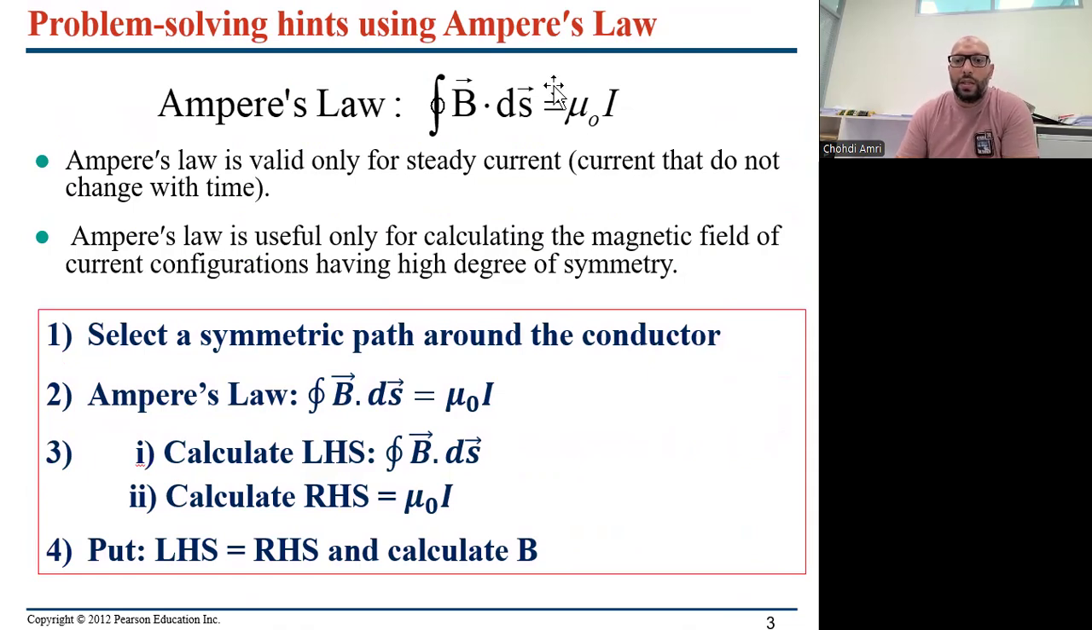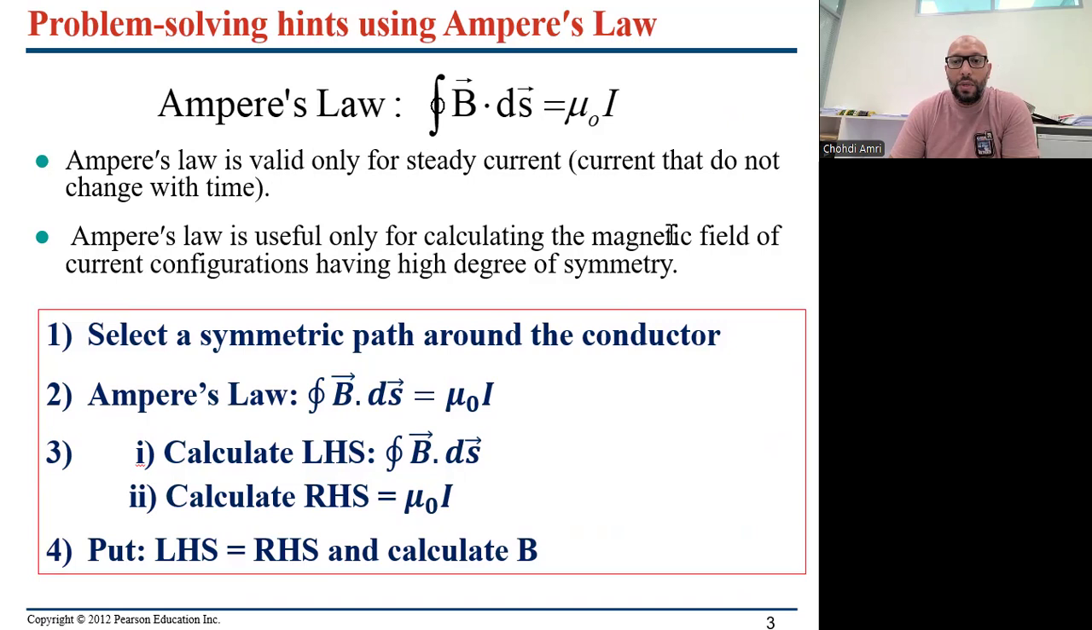According to Ampere's law, we can say that the line integral of B·ds through a closed path is equal to mu naught multiplied by the current enclosed by the symmetric path. Ampere's law is valid only for steady current. What does steady current mean? A current that does not change with time. That means a constant current. Ampere's law is useful for calculating the magnetic field of current configurations having a high degree of symmetry.